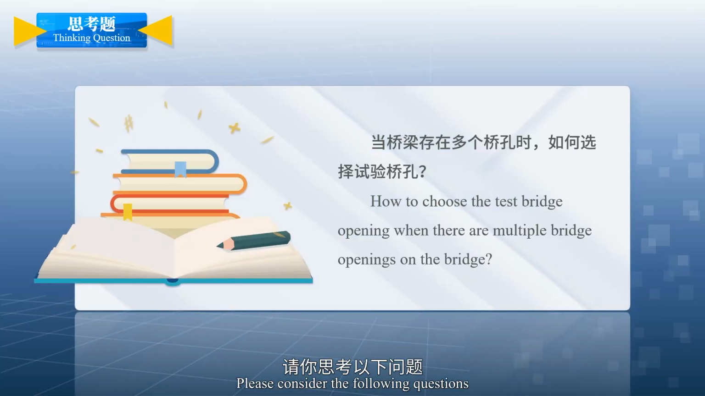After class, please consider the following question. When a bridge has multiple spans, how to select the test bridge span?